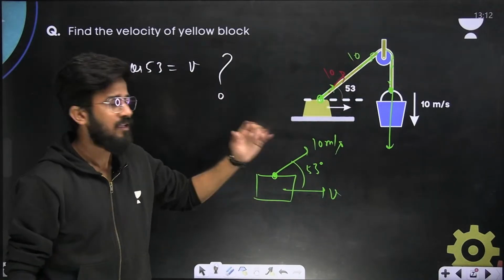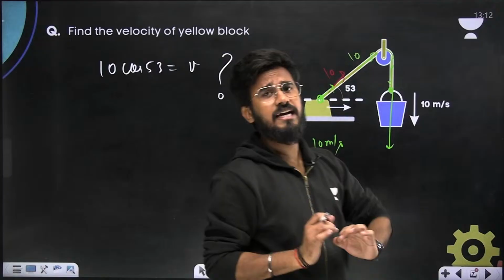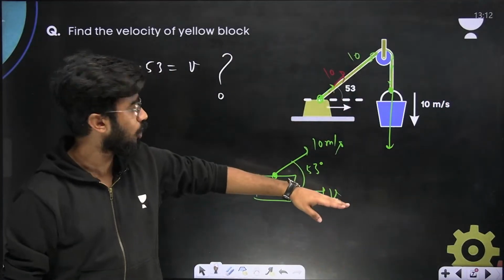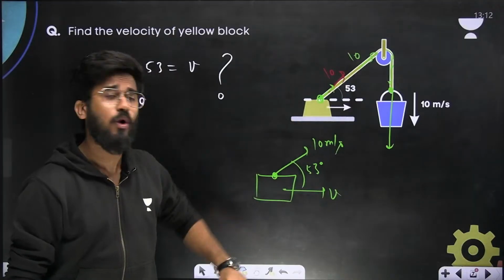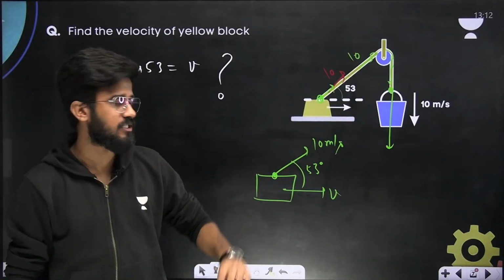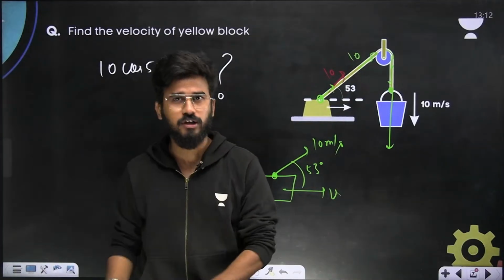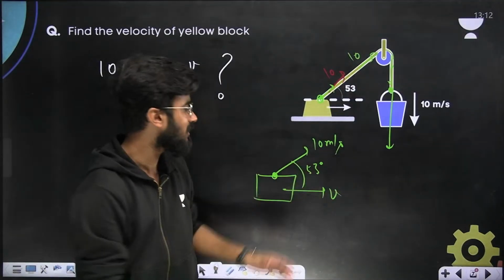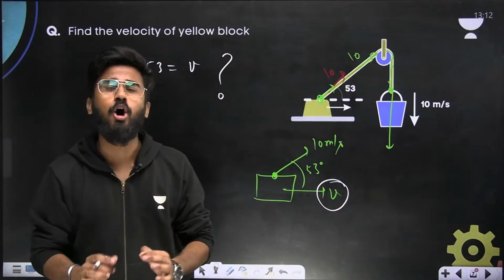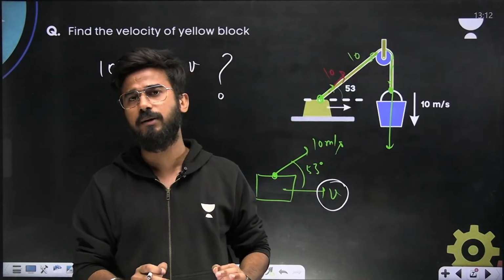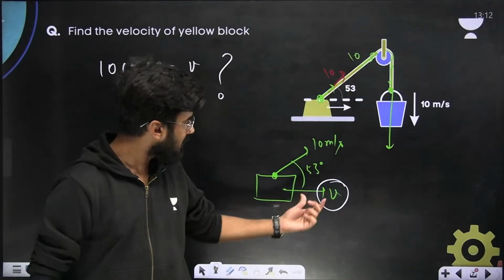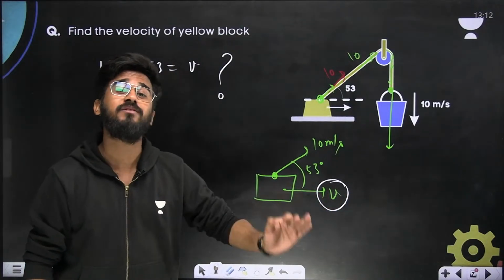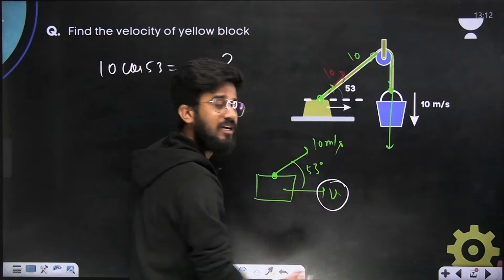No. Why? First of all, you have to recognize where the block is moving. So the block is moving in the horizontal direction, not in this direction. So what is the principal velocity? Principal velocity is the main velocity of the block. The block is moving in the horizontal direction, so this is the principal velocity. And we always take the components of the principal velocity. So we'll take the components of this v.